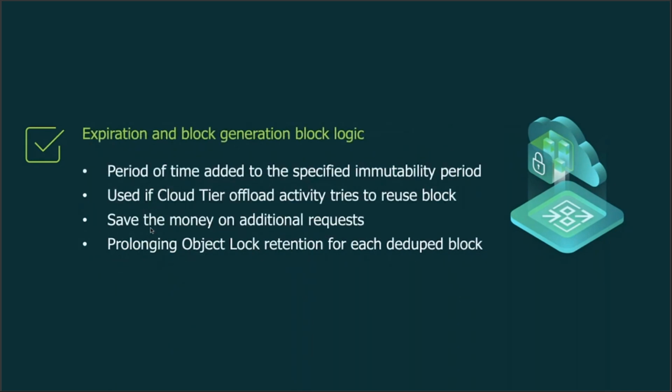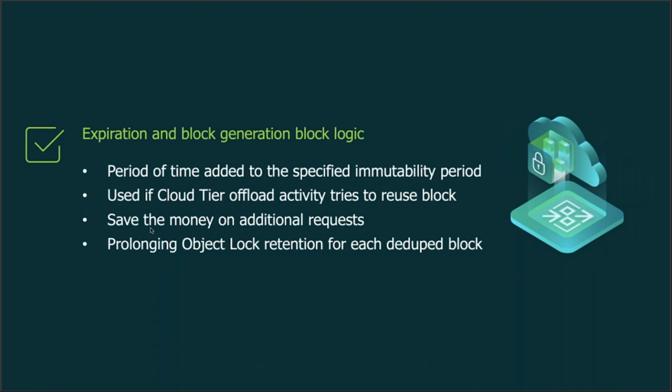And as we move on, you'll see under this one, expiration and block generation. What that means is, let's say you set an immutability period of 3 days. Veeam is doing this on the back end: we're adding some time to that, we're adding 10 days to that. And the reason why we do that is called block generation.